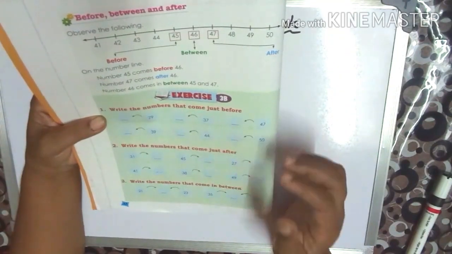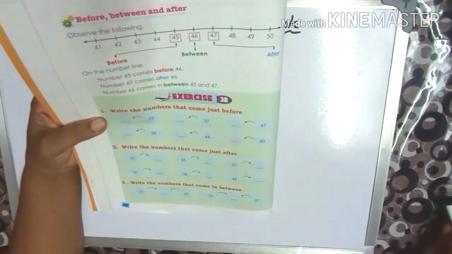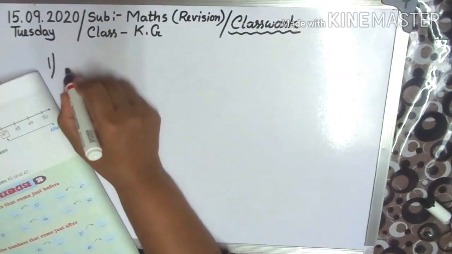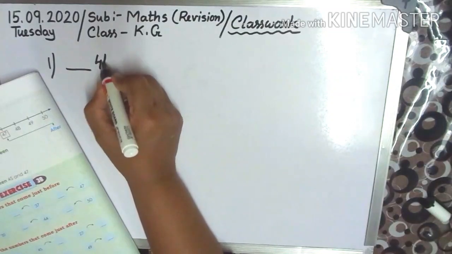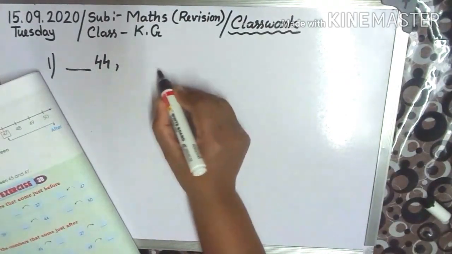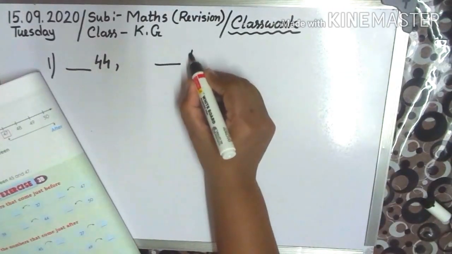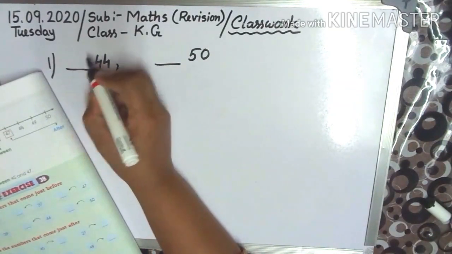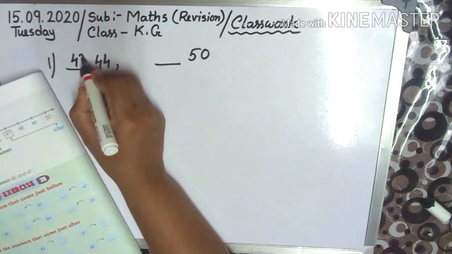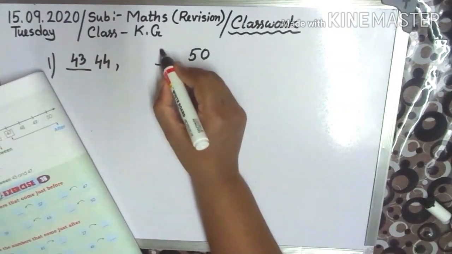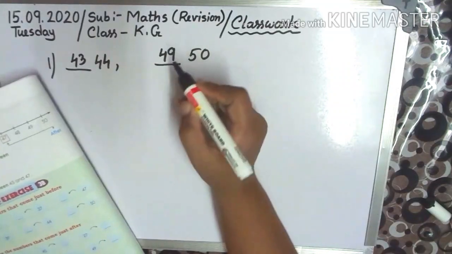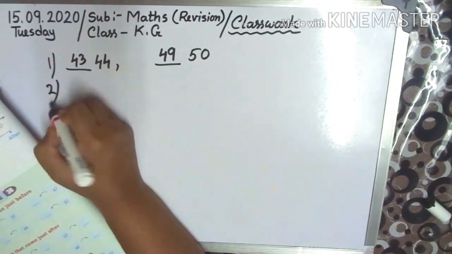Okay. Next. Okay, follow me. Before 44, before 50. So write before 44, 43. Before 50, 49. Okay. Number 1 question. Number 2.